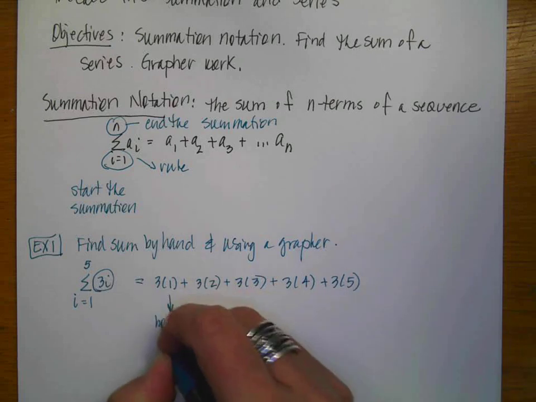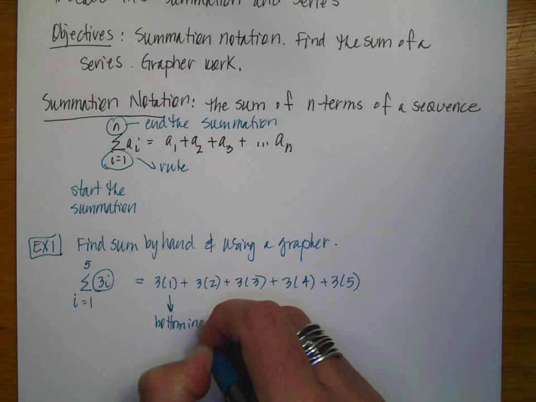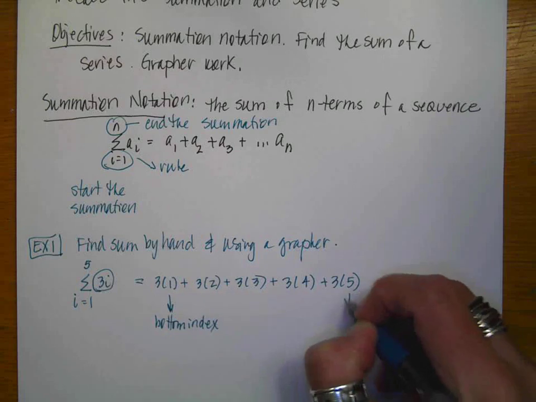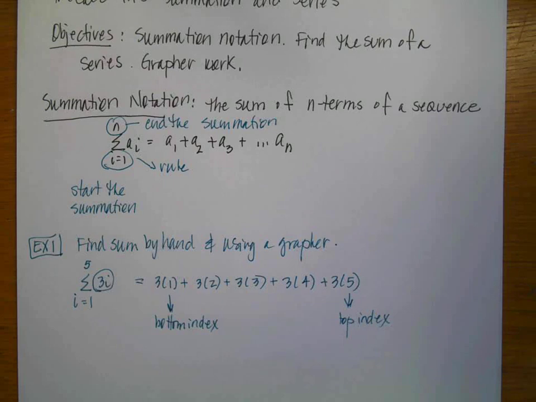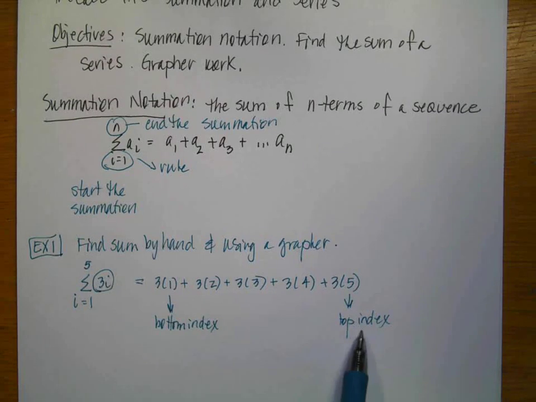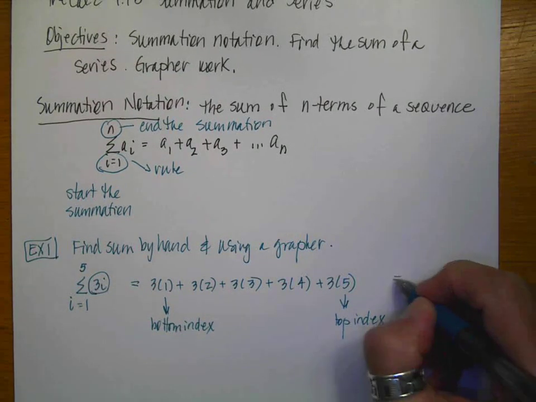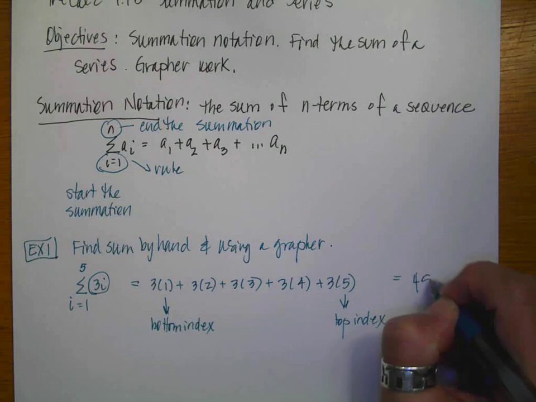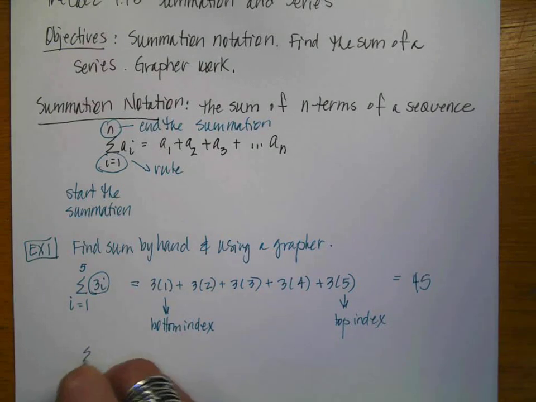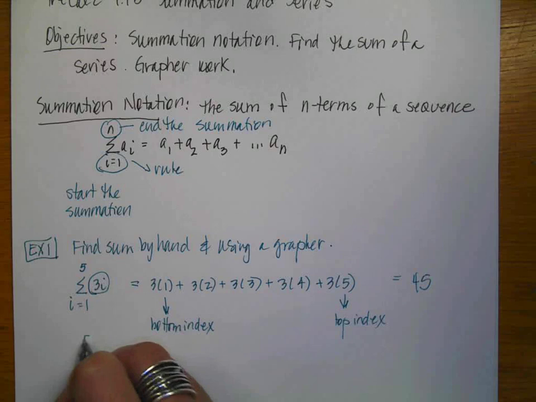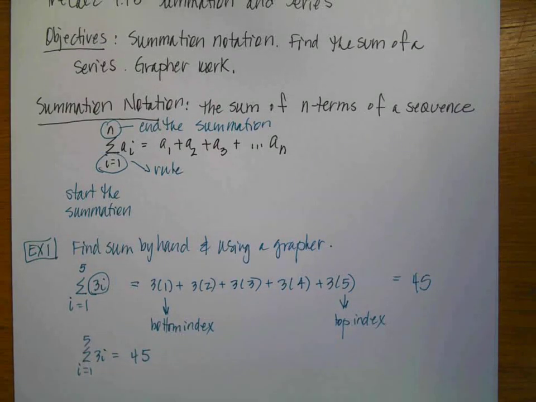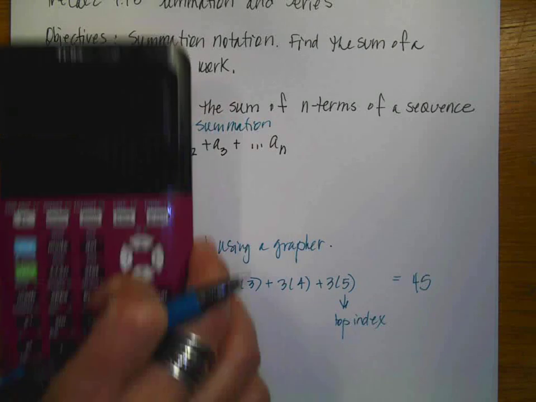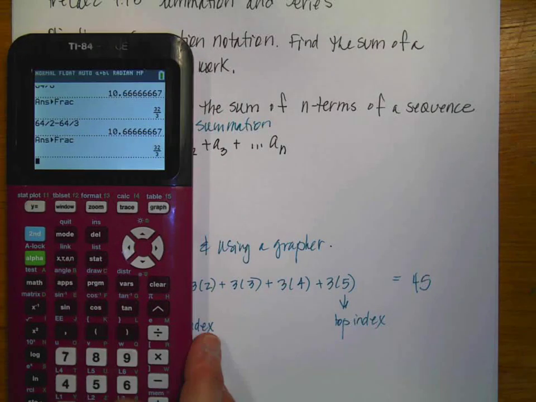Notice that this was my bottom index, and this was my top index. And so I started at the bottom, I ended at the top. Well, if you do that math, you get 45. And so then as I report, the sum from i equals 1 to 5 of 3i is going to equal 45. So really pretty simple. So now let me show you how you do it in your grapher.